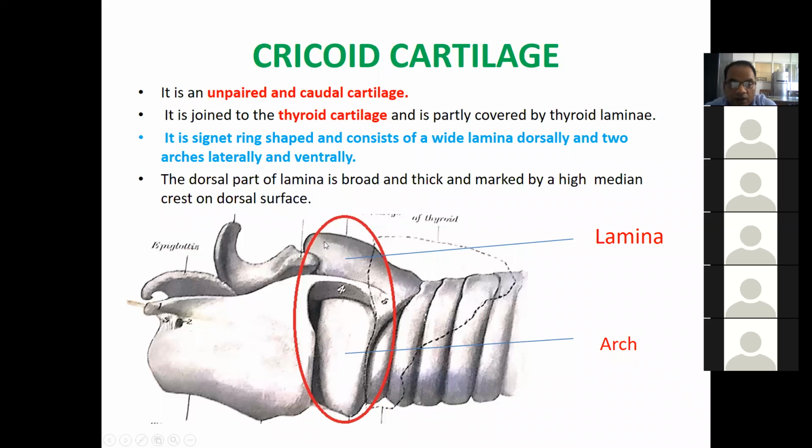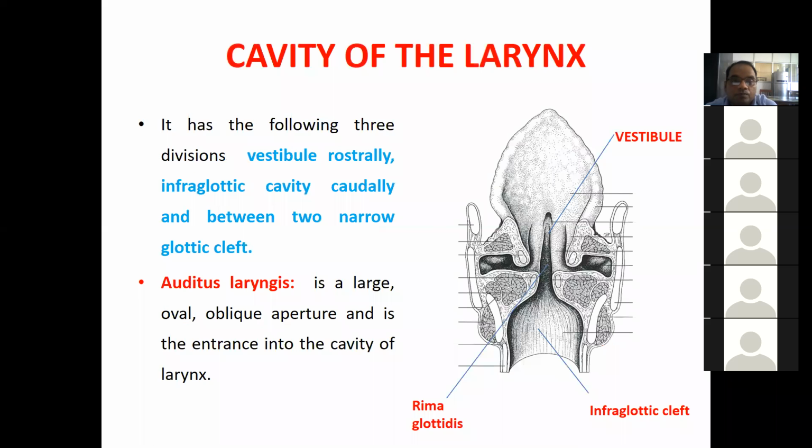You see the encircled area. This one is the cricoid cartilage, an almost ring-shaped structure. It has the wide lamina. This is the lamina, dorsally present, and the arch. This one is the arch of the cricoid cartilage. Here is the lamina of the cricoid cartilage, and the dorsal-most part, a crest-like structure, is called the dorsal crest, or you can say the median crest, that is situated on the dorsal face of the cricoid cartilage.